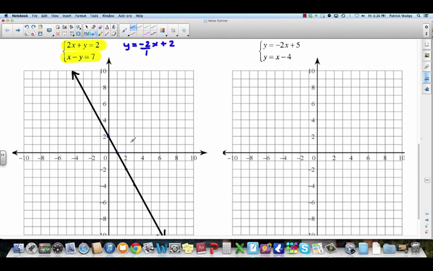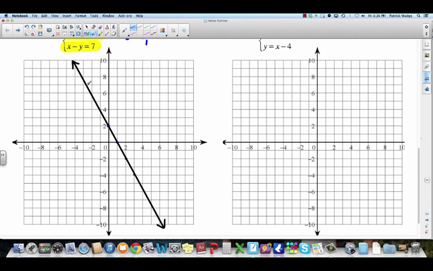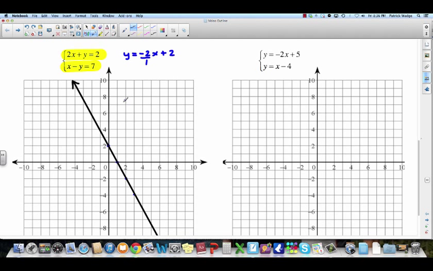Now, I want you to remember the important relation between this equation, 2x plus y equals 2, and this line. This black line is made up of an infinite number of points. Point, point, point, it goes on forever up here, and goes down forever there. Every single one of these points can be identified as an ordered pair.